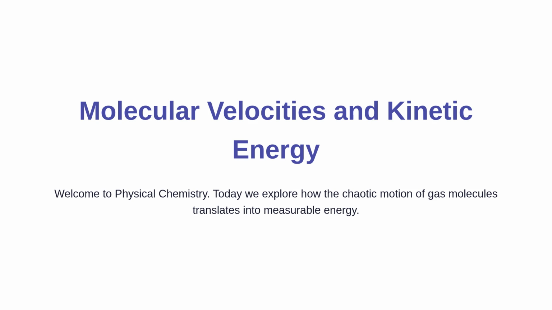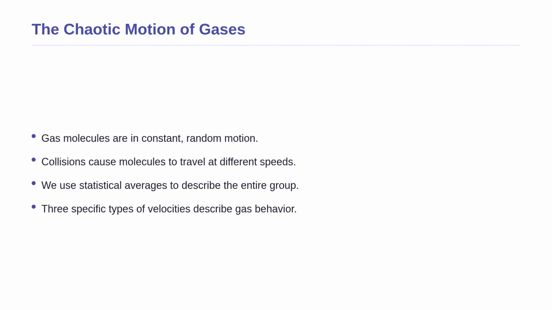Let us dive in. Now that we have pictured our busy train station, let us look at the molecules themselves. In physical chemistry, we cannot track every single molecule because there are trillions of them in even a tiny bubble of gas. Because they are constantly colliding and changing directions, they do not all travel at the same speed. Some are incredibly fast, some are sluggish, but most travel at a moderate speed. Instead of tracking individuals, we use statistical averages to describe the speeds of the gas molecules as a whole group.